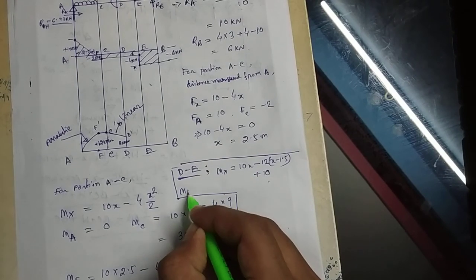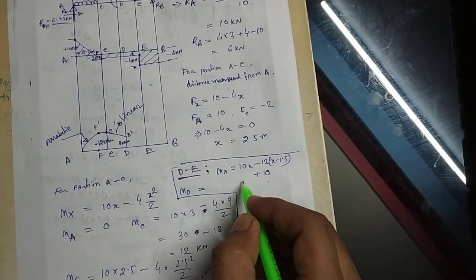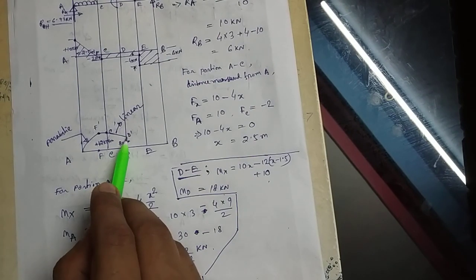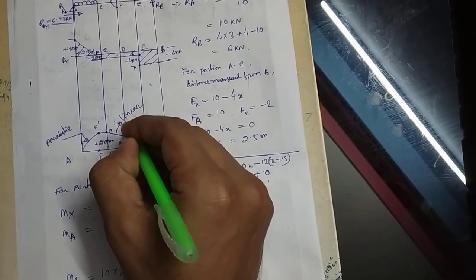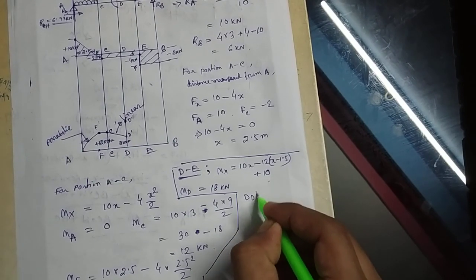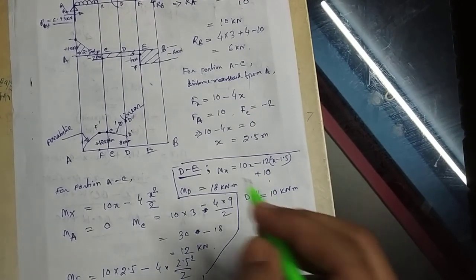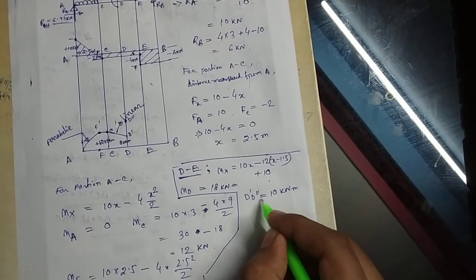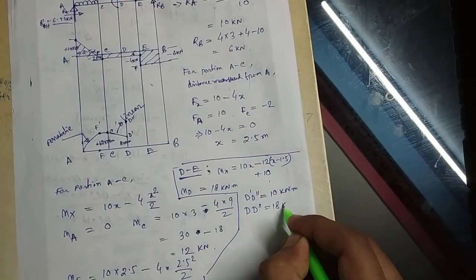So MD, that means at x equal to 5 we will get 18 kilonewton meter, which before we found as 8, now we are finding 18. Because of this 10, the value rises by 10. So D double dash is 10 plus 8, 18 kilonewton meter.